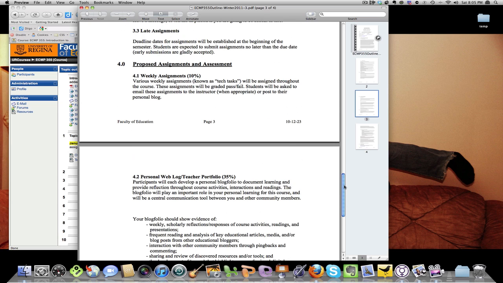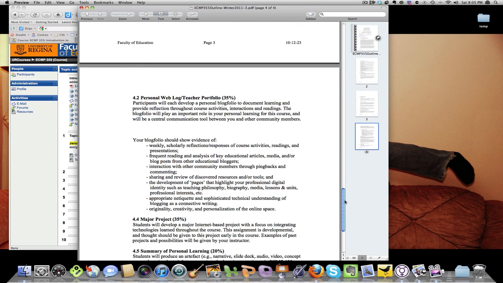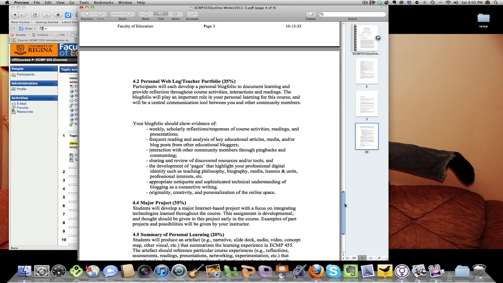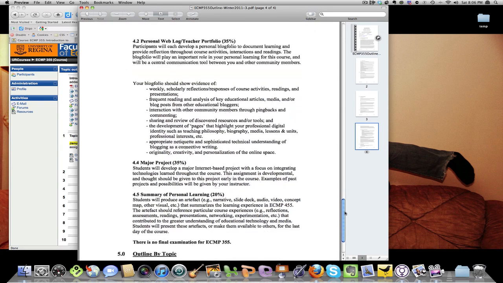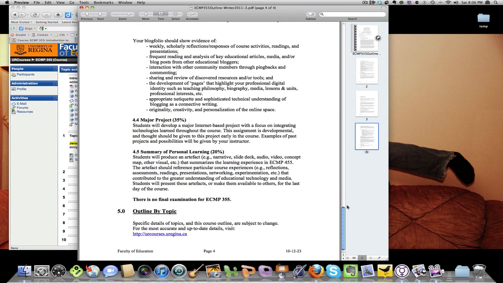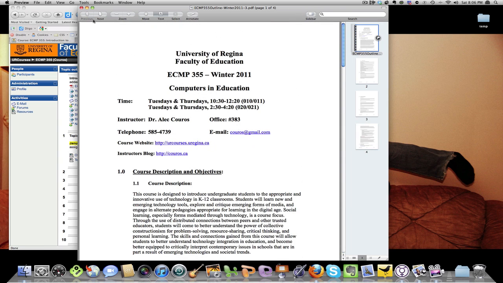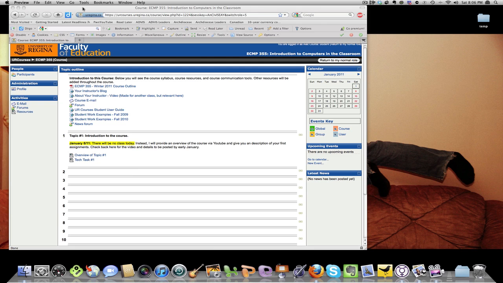So tech tasks, which we do weekly. There is the weblog, which you'll also do weekly by blogging and also developing your pages as we go, and I'll explain more of that as we get into it, right into the first week. There's a major project, which can be just about anything, but it's some major piece of work in lieu of a paper. We don't do any papers in the class. And there's a summary of personal learning, which is sort of a final summary of the things that you've learned in the class. So that's the course outline, and I'll just close that up and get into the rest of the Moodle course and some things coming up here.